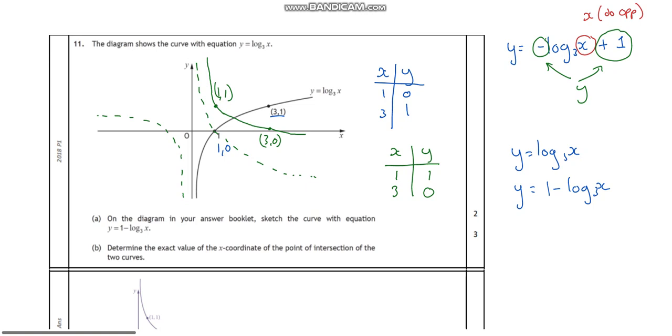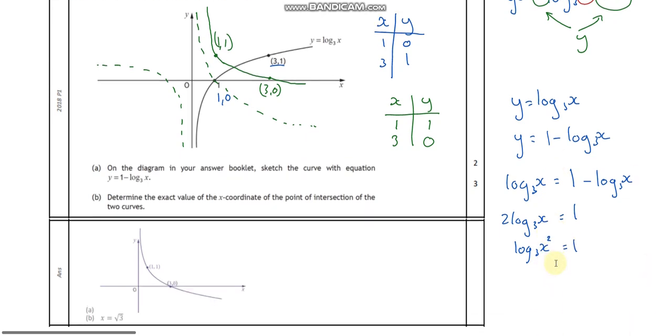If they're meeting each other, the y's have to be the same. So log 3x has to equal 1 take away log 3x. Makes sense to me. If I rearrange that, I'm going to have to add that to the other side, so I'm going to end up with 2 log 3x is equal to 1. And then laws of logs, that's the same as log 3x squared is equal to 1.